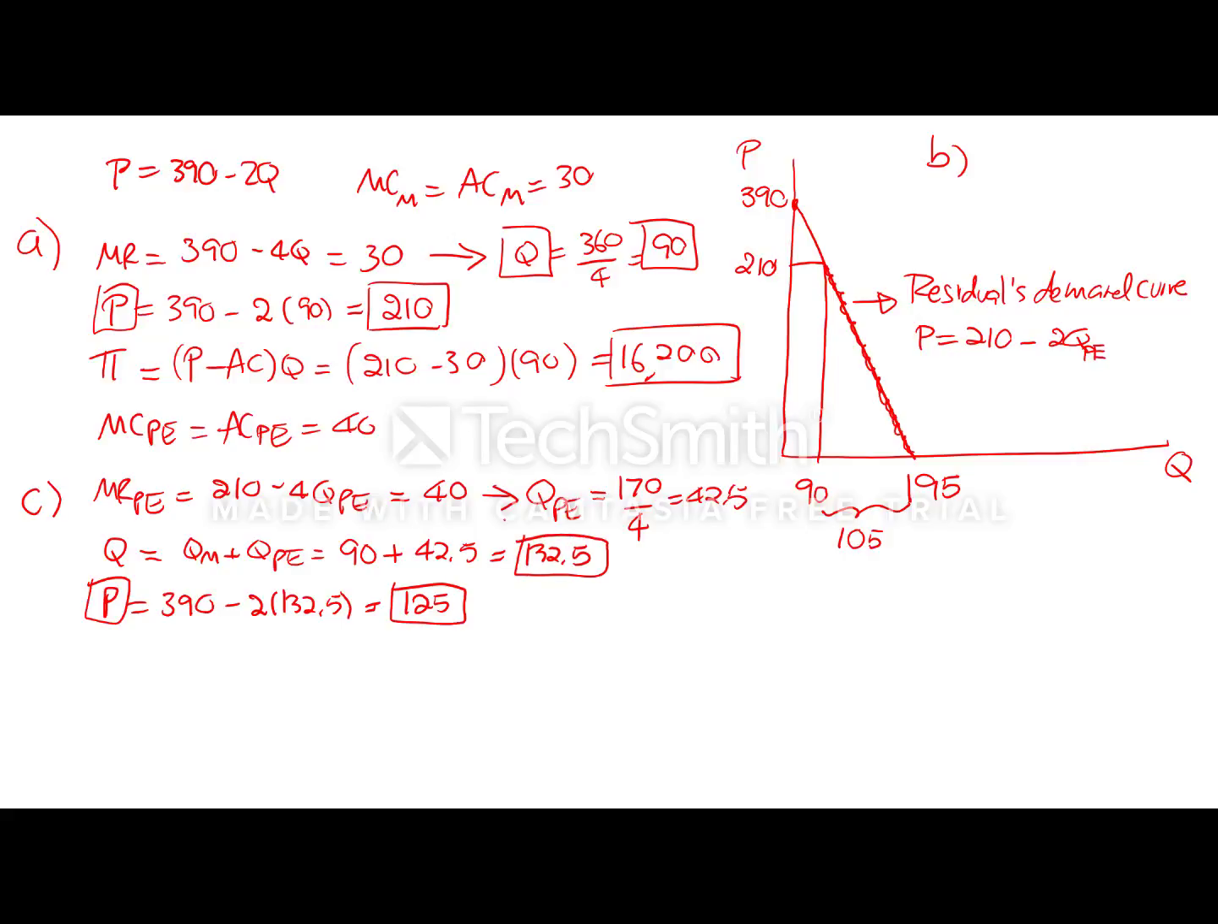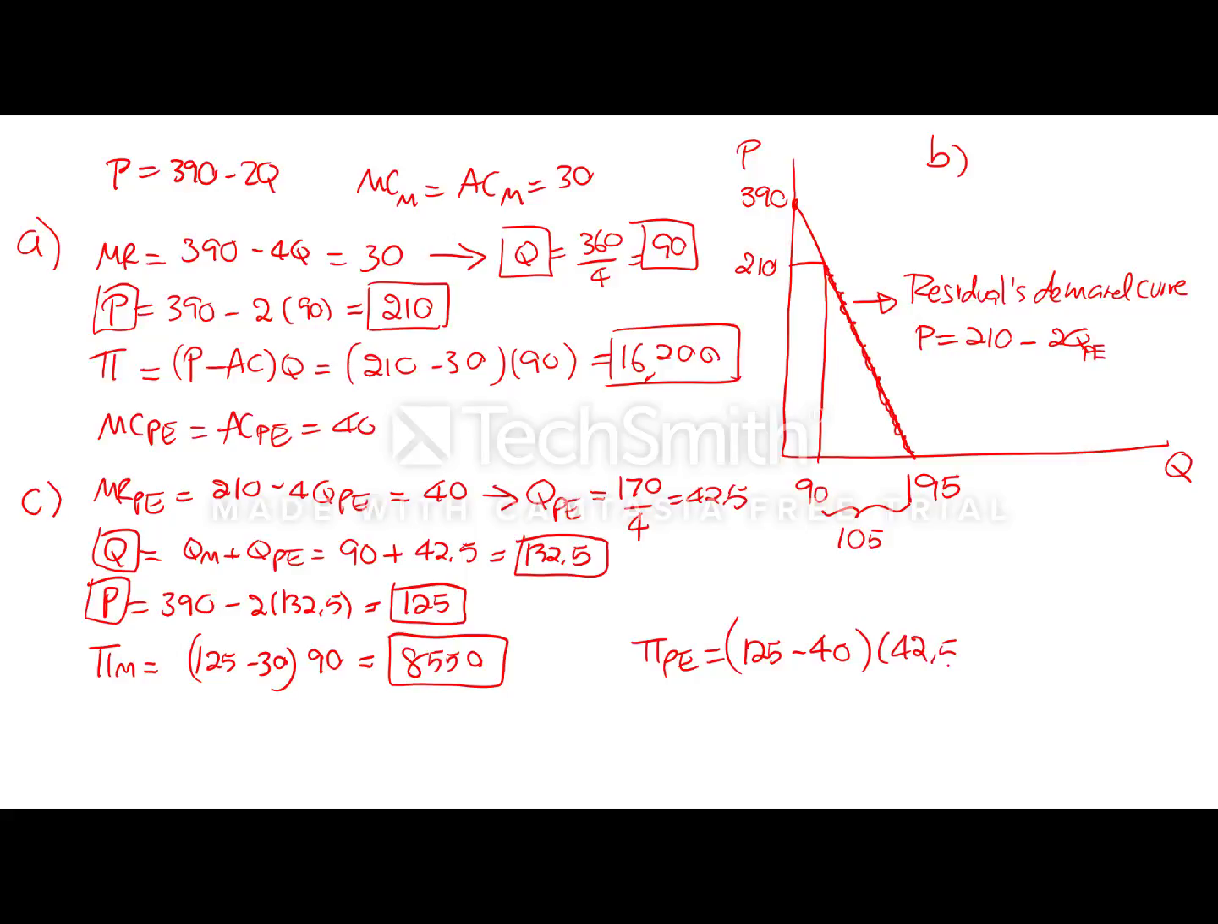New quantity 132.5. Let's find profit for the monopolist. 125 minus 30 multiplied by 90, it is 8550. For the potential entrant, 125 minus 40, because it has a higher marginal cost, multiplied by 42.5, so 3612.5.